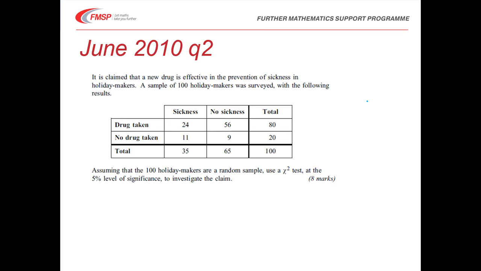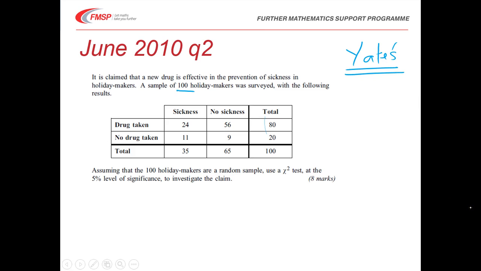Okay, so moving on to June 2010 question 2. It's claimed that a new drug is effective in the prevention of sickness in holidaymakers. We've got a sample of 100 taken, and we've got this table. Now instantly alarm bells should be raised because it is a 2x2 table. So we must be looking at Yates' correction. I like this question because it's a full process.